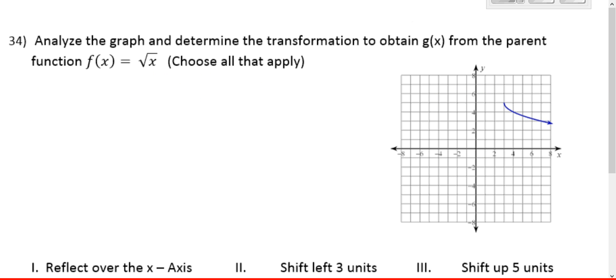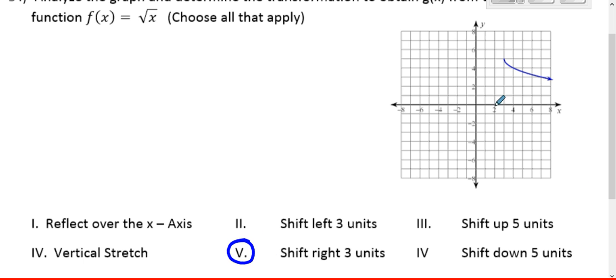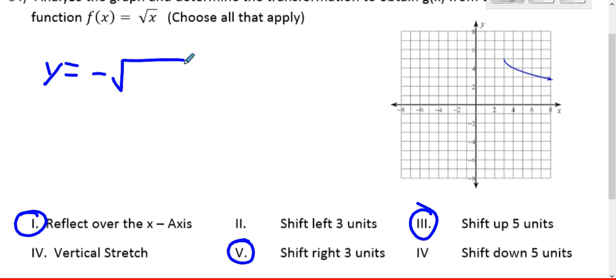So the same idea is going on here. We can see that it was shifted to the right 3. It was shifted up 5. And again, it's going down, which means it was reflected. Again, same thing. If you want to challenge yourself a little bit, write that equation out. Reflected over the x means it was a negative out in front. Shifted to the right means x minus. And then shifted up 5 means plus 5 at the end. The plus 5 shifts it up 5, minus 3 shifts it right 3, and then the negative reflects.